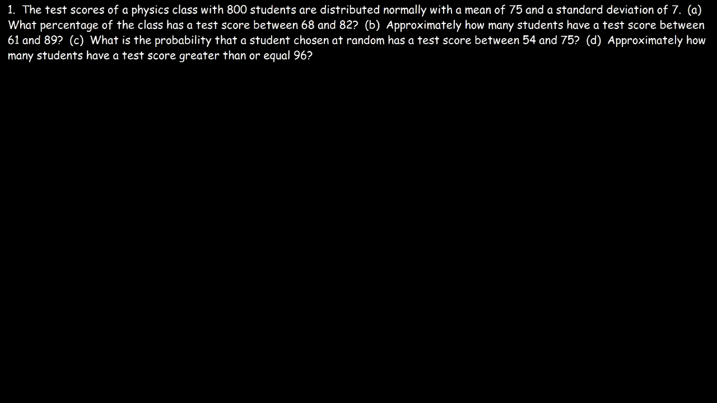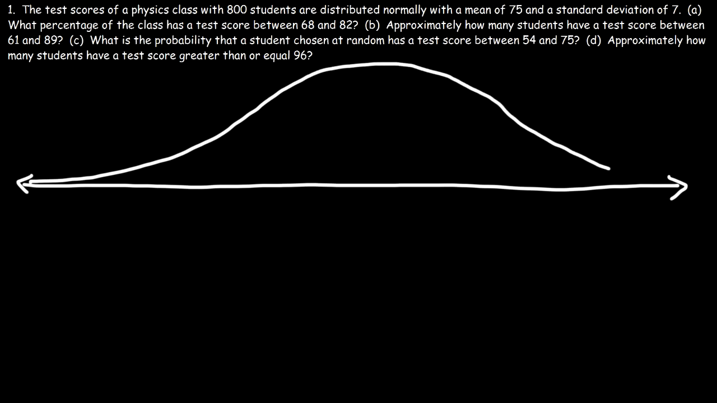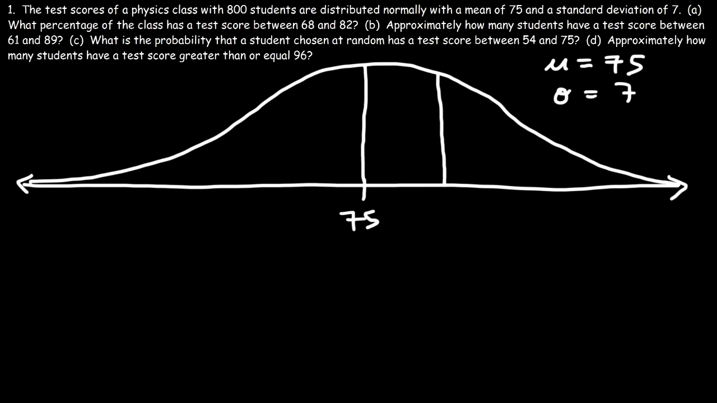Now, what I'm going to do first is I'm going to draw a picture that's similar to the picture that I had before, but instead of using symbols such as mu and sigma, I'm going to use numbers. Now, we said that the mean is 75 and the standard deviation is 7. So the first thing I would recommend doing is putting the mean right in the middle. Then, one standard deviation away from the mean, we're going to put the numbers as well. So we're going to add 7 to 75. 75 plus 7 is 82, and 75 minus 7 is 68.